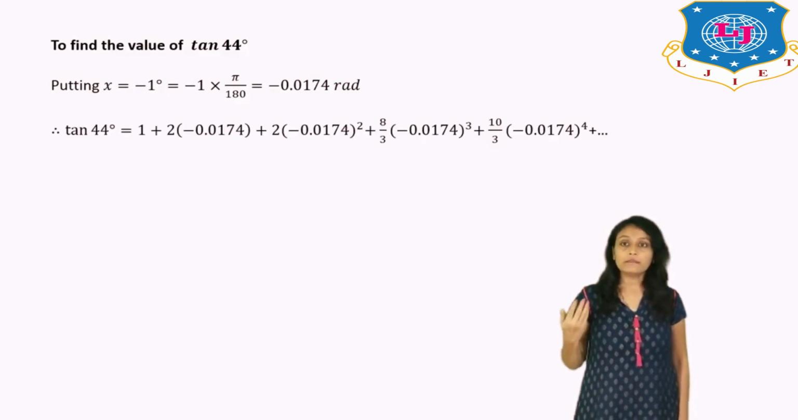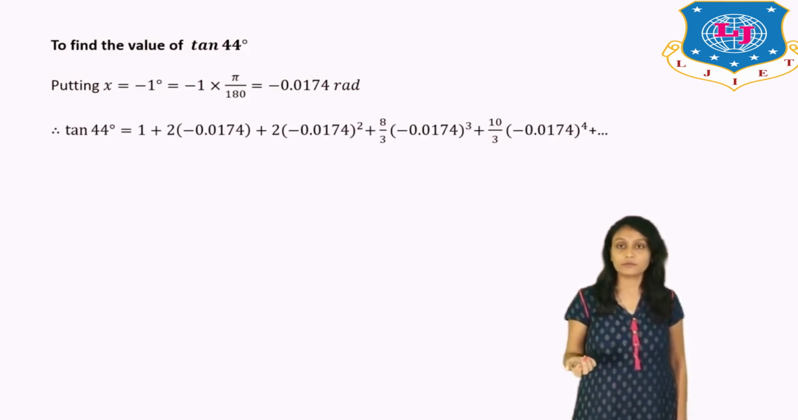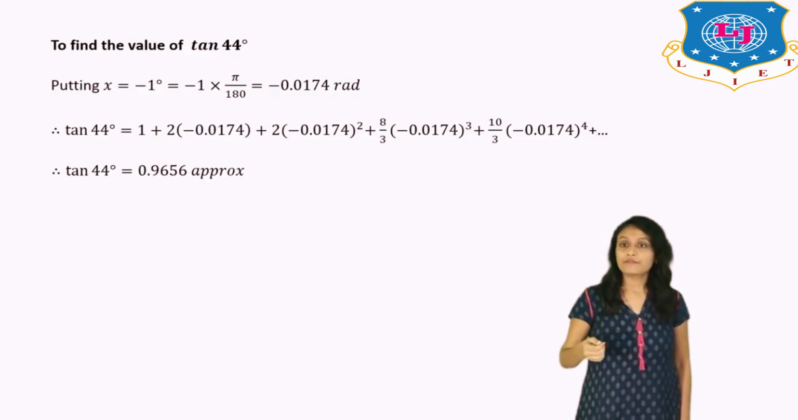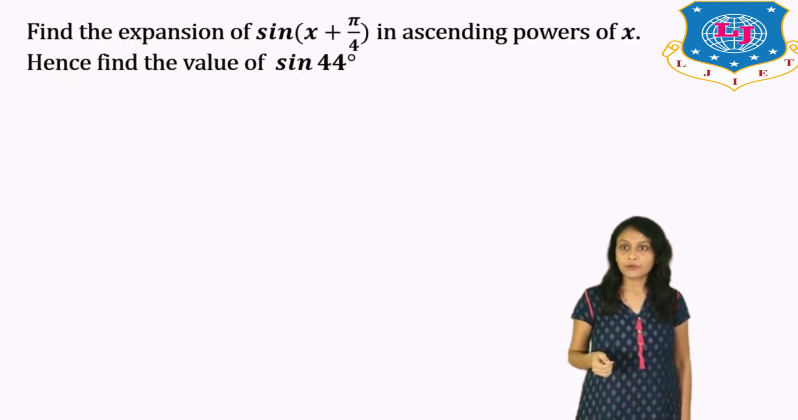Again, in place of x, we have to substitute 0.0174, and just simplify to get the value of tan 44 degree, that is 0.9656 approximate value. Okay, now next example.